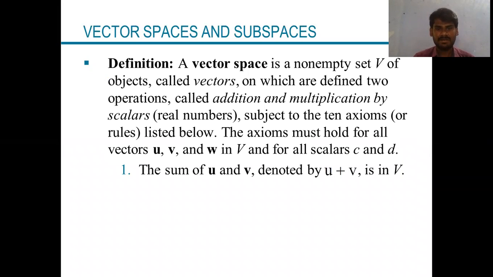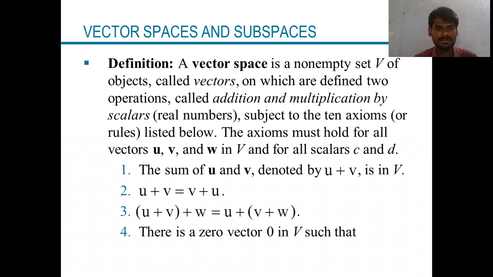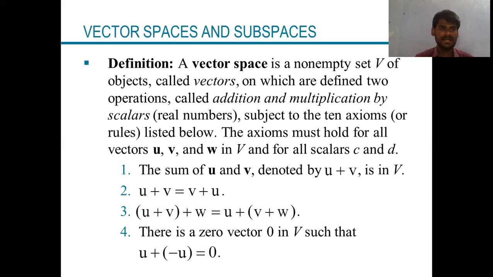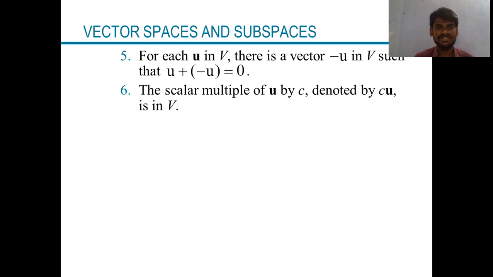First axiom, the sum of u and v, denoted by u plus v, is in V. Second axiom, the commutative axiom: u plus v equals v plus u. Third, the associative axiom: (u plus v) plus w equals u plus (v plus w). Next axiom, there is a zero vector 0 in V such that u plus 0 equals u. Next, for each u in V, there is a vector minus u in V such that u plus minus u equals 0.